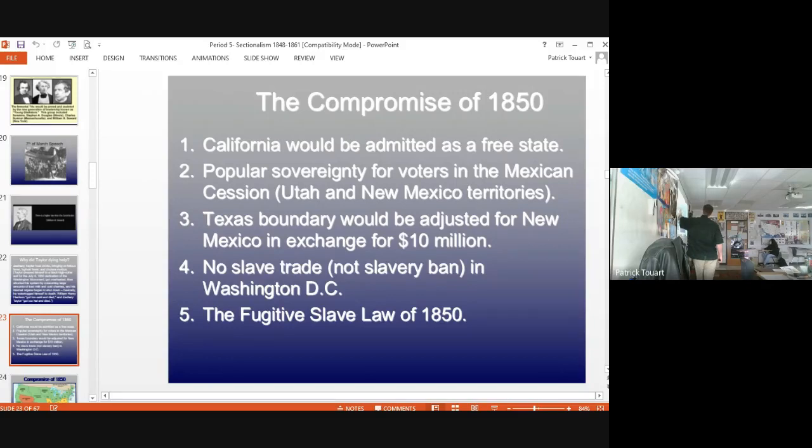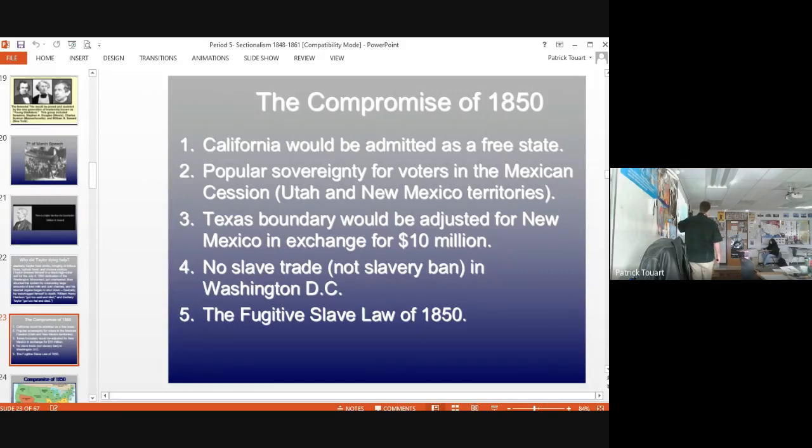Northerners. Who's happy about number 2? Number 3, Texas gets its boundary readjusted, but it does get some money for it. All right, so the federal government gives Texas $10 million for its boundary. I kind of consider that a Texas issue, primarily.